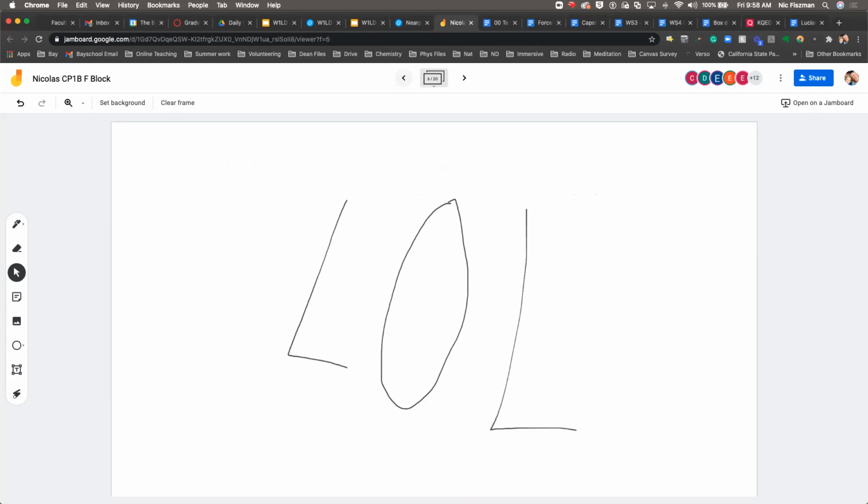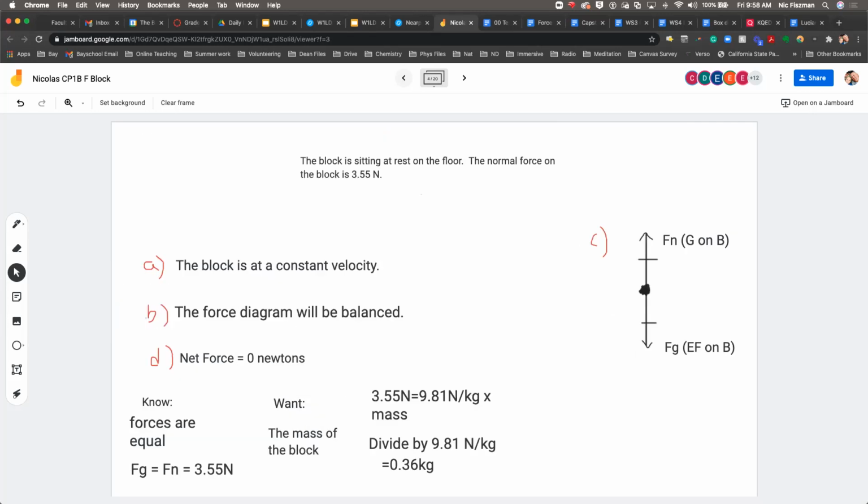Let's see. Problem number 3. For example, room 4. Okay, I can explain the first bit. So you were working with a block, and it was just resting on the floor. So we knew that the force diagram would be balanced because the block isn't moving in any way. And so it has a normal force and a gravitational force that are equal. So then the net force we knew would be 0 newtons. Okay.